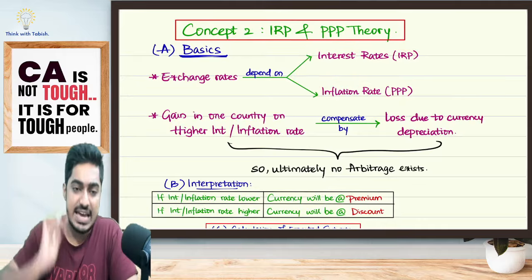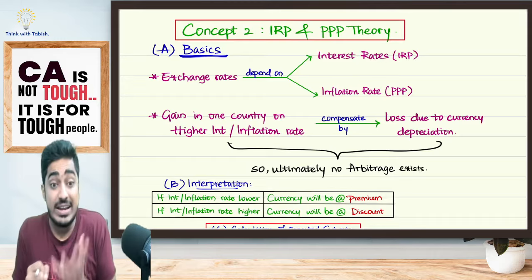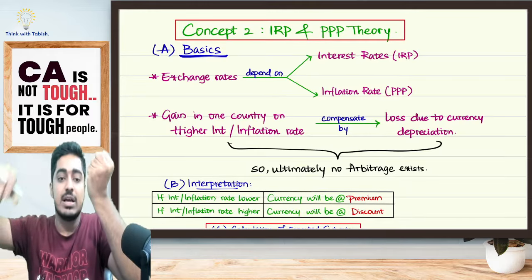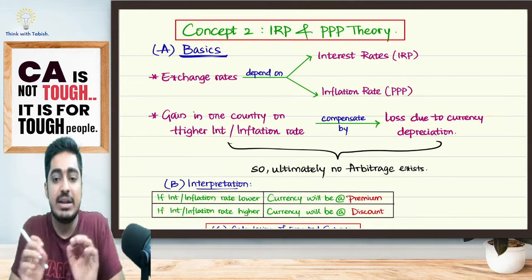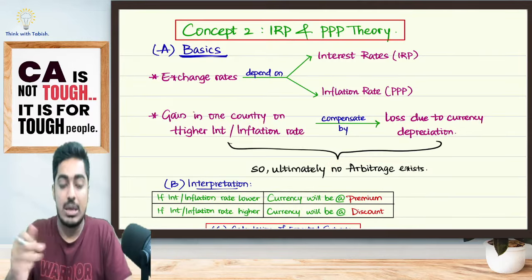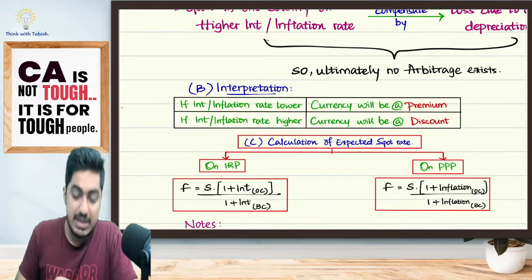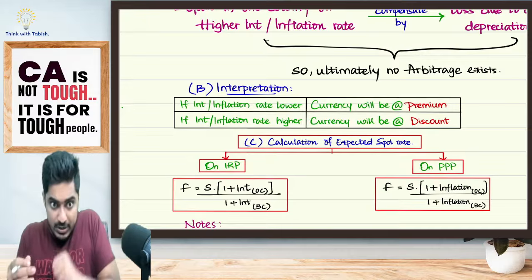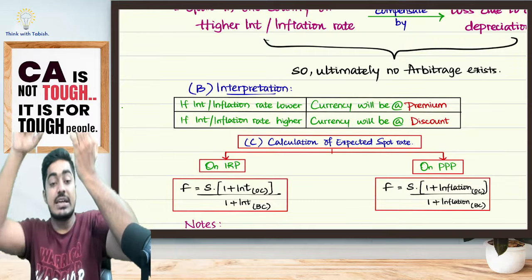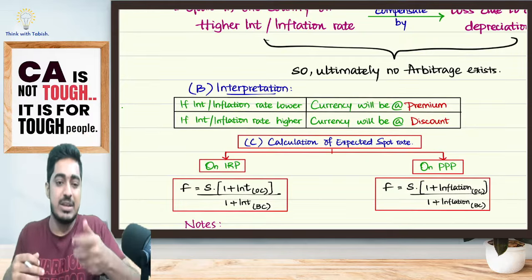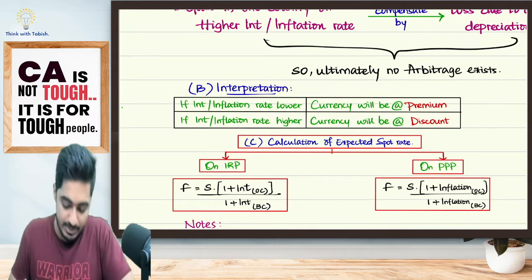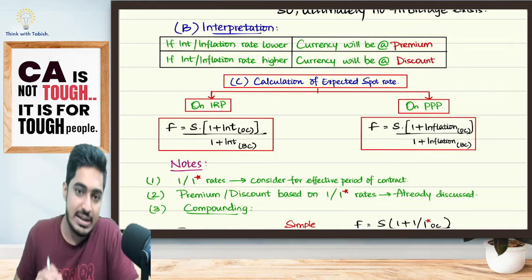Yes, what is IRP theory telling? It is telling that if in one country interest rate is high, that gain will be compensated. How? That currency will depreciate. Ultimately, no arbitrage exists. No person will be in a position to earn riskless profit. We have said that if interest rate is lower in one country, that currency will appreciate. If interest rate is higher in that country, that currency will depreciate. One benefit is there, one disadvantage is there. So ultimately, no arbitrage; we are at equilibrium. Is this clear?